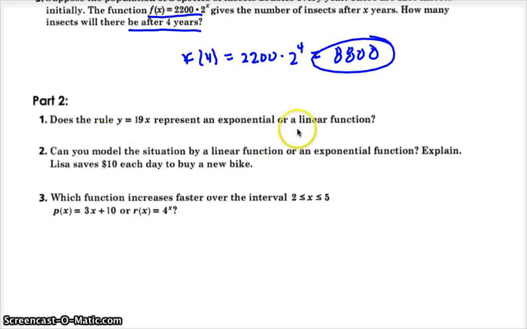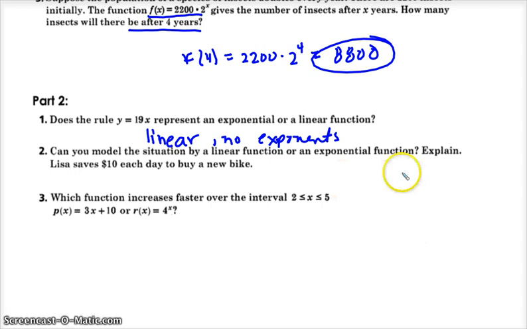The last part of the self-quiz, does the rule represent an exponential or a linear function? This is linear. There are no exponents, which kind of gives it away. And you can see that constant difference, that common difference, is 19.